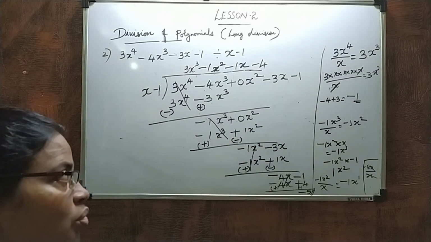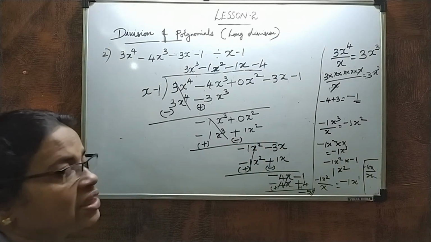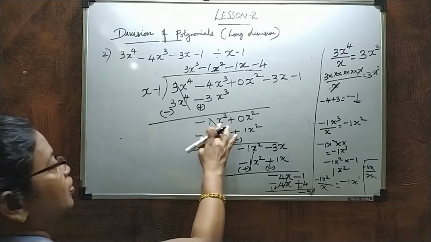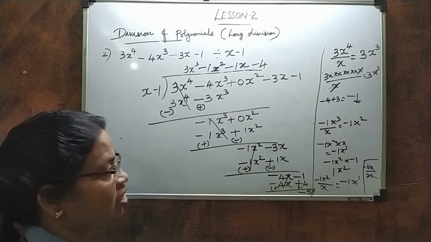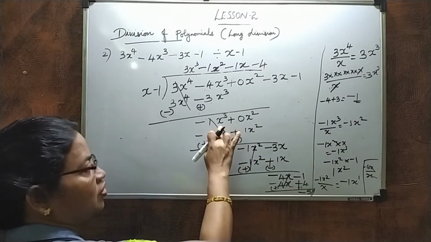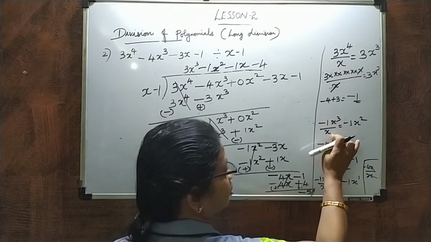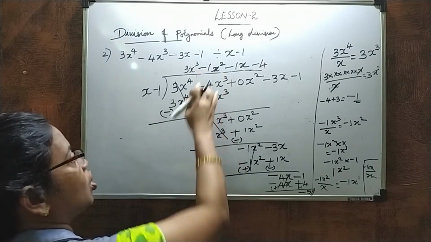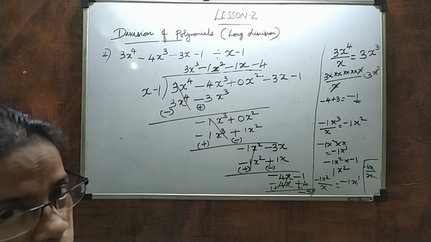What you have to do next is just divide. Same procedure you have to start. First term of the dividend divided by first term of the divisor. Negative 1x cube divided by x is equal to negative 1x square. You should write it on the top as a quotient.